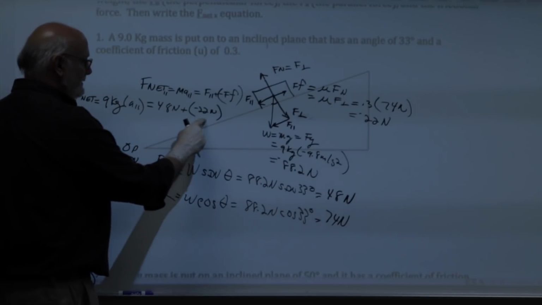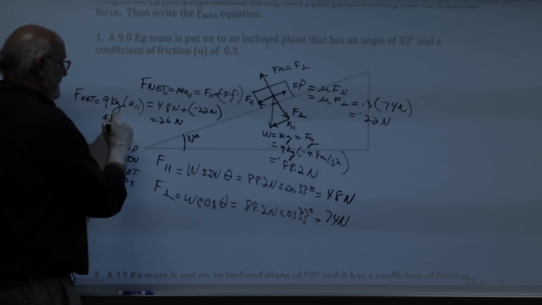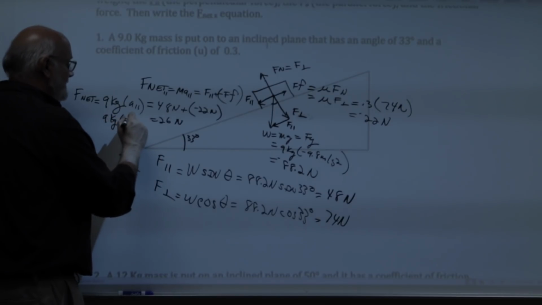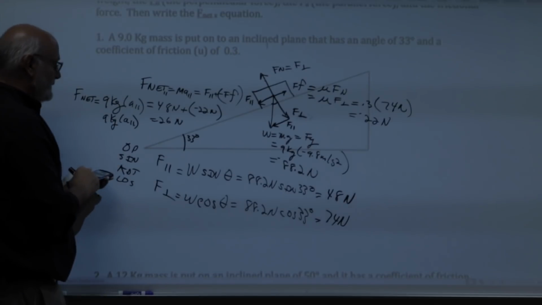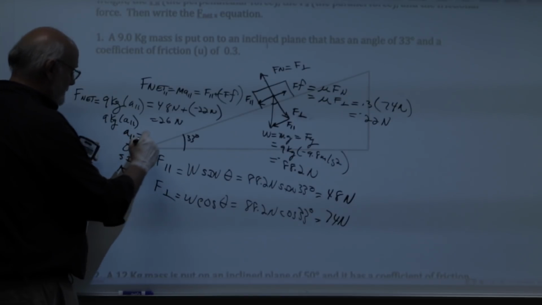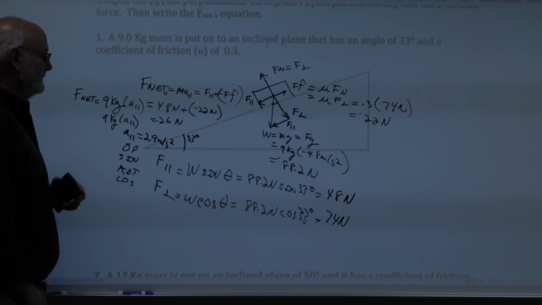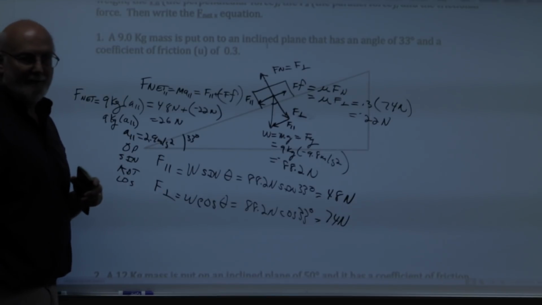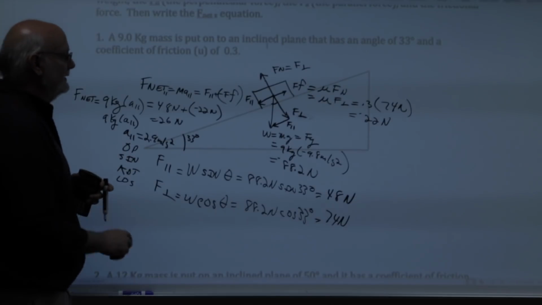And I'm going to get here 26 newtons is 9 kilograms times the acceleration. Final step, just divide. So I go 26 divided by 9, and we get acceleration parallel, 2.9 meters per second squared. A lot of work, I realize that. So let's take a step back, take a look again.